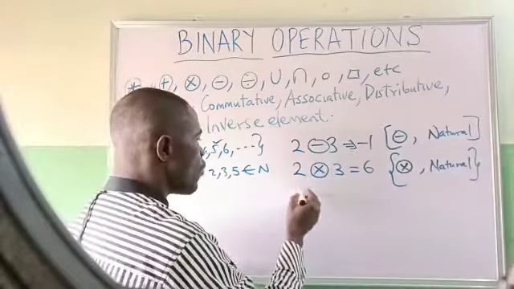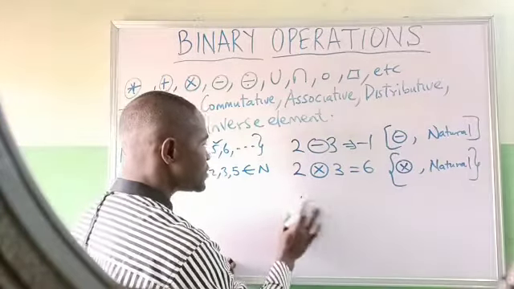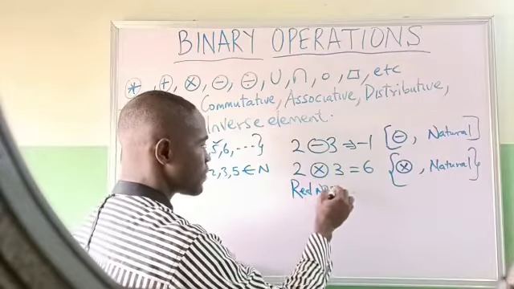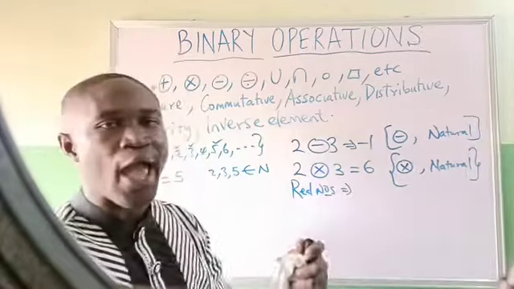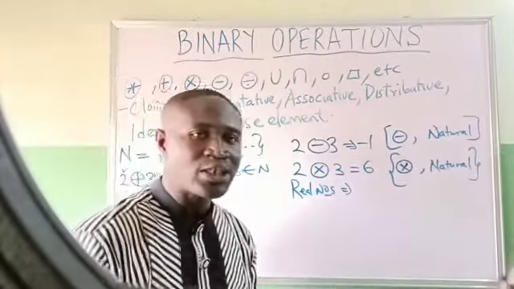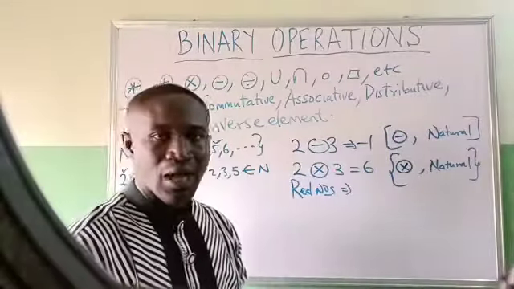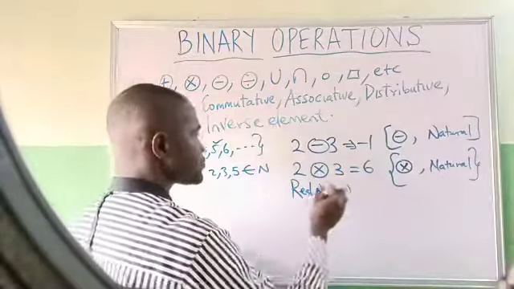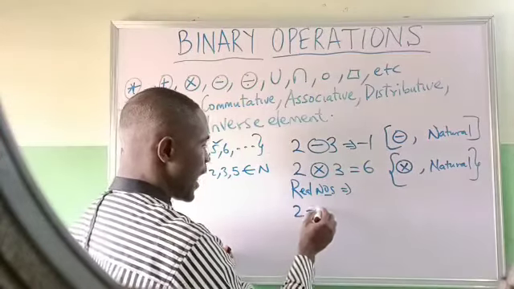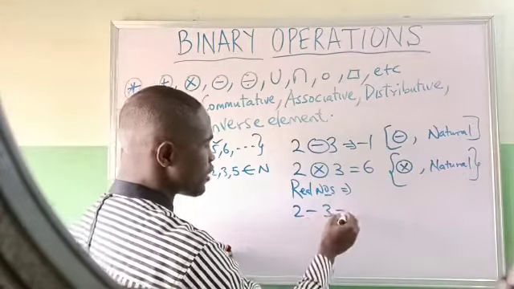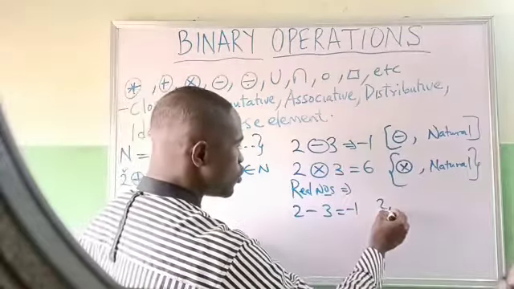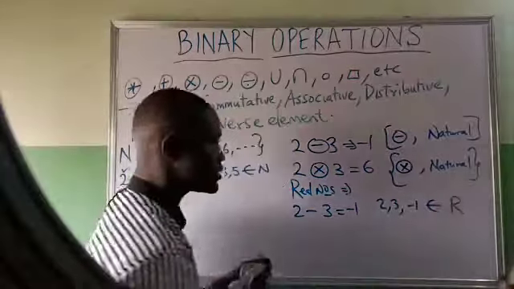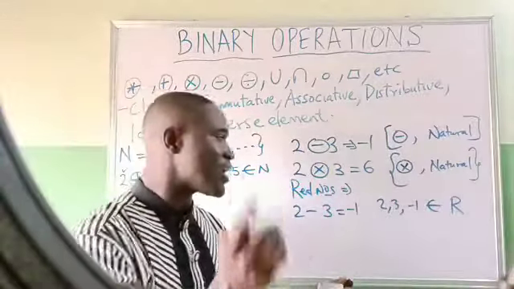Take for instance, when you are checking the set of real numbers. What do we mean by real numbers? Any number we can think of. Negative, positive, and so on. Any number you can think of. Now, I pick 2, I pick 3. 2 minus 3 will give me minus 1. We say 2, 3, and the minus 1 it gave us are elements of real numbers, because the real numbers set is any number you can think of.